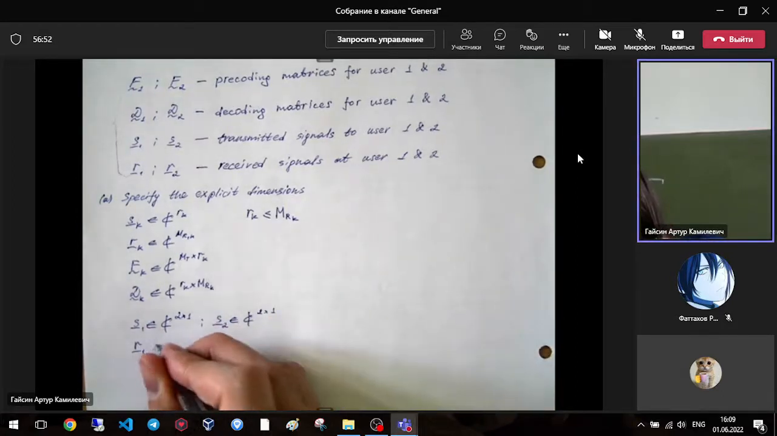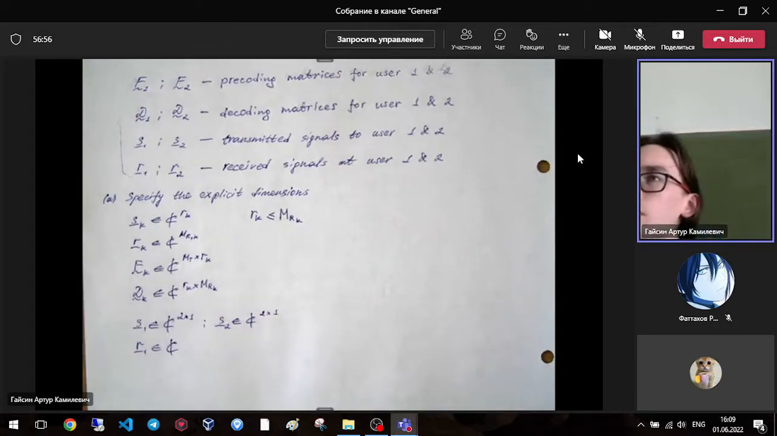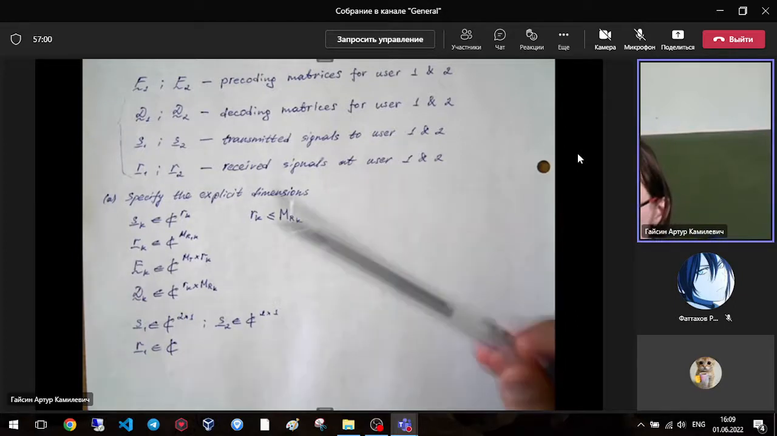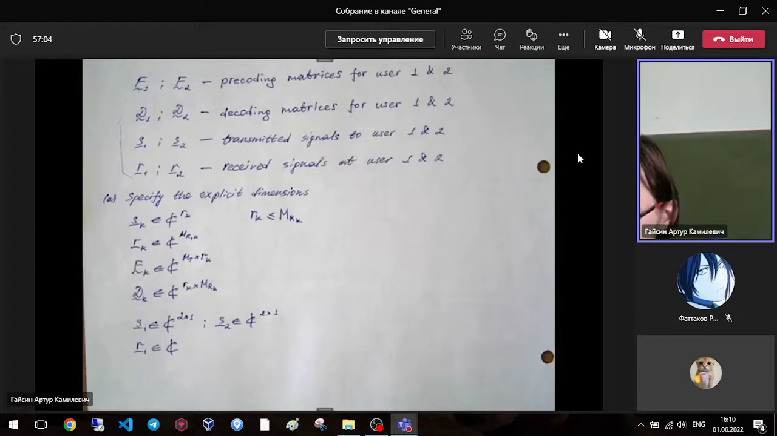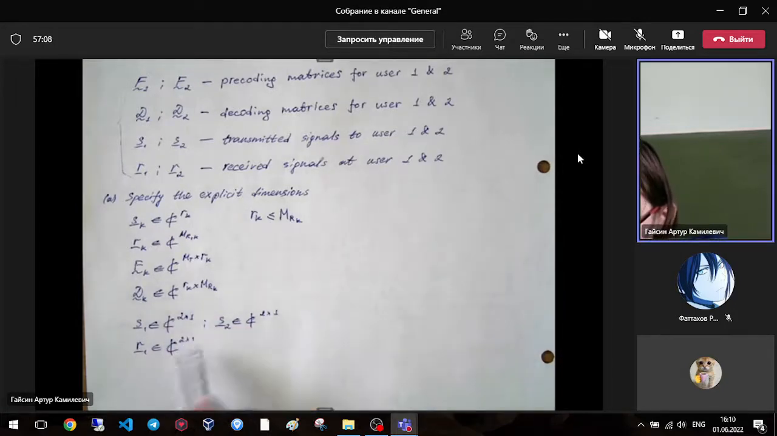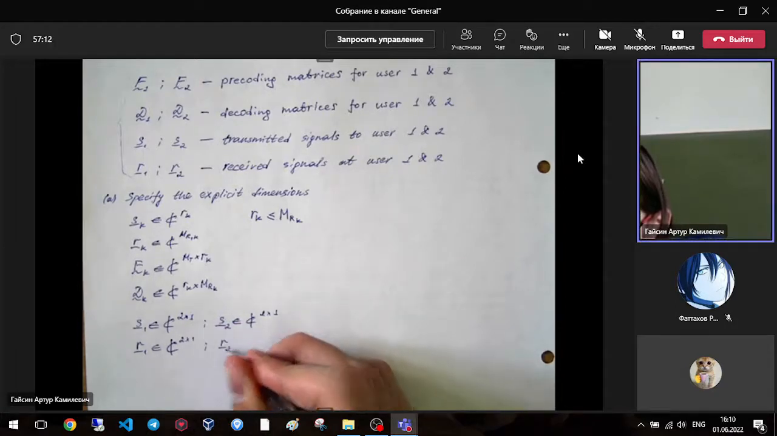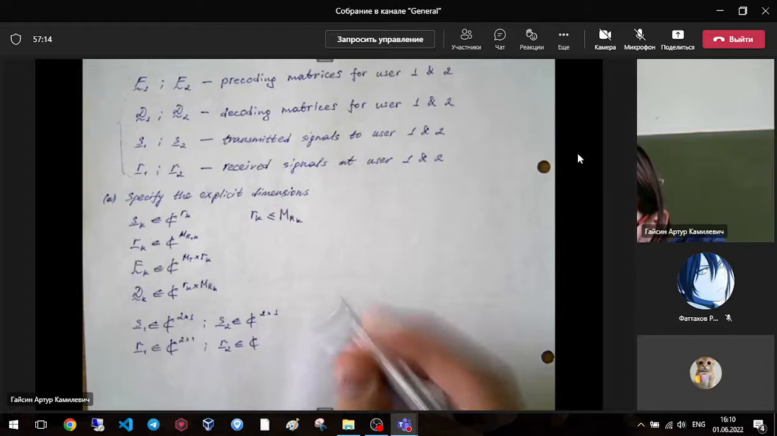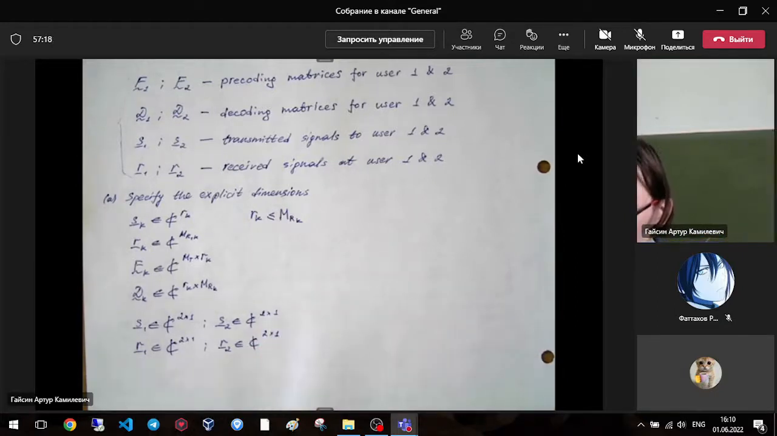Then the size of received symbols for the first user. So it is equal in this case MRK. And you can see also is the same, 2 times 1. And for the second user, it is also 2 times 1.